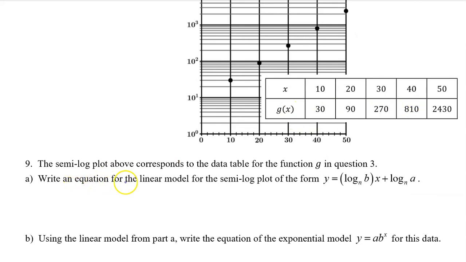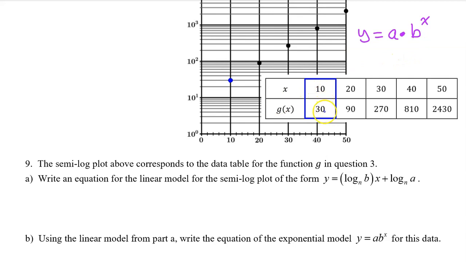Part A. Write an equation for the linear model for the semilog plot of the form y equals log base n of b times x plus the log base n of a. The a and the b here are the same a and b from the exponential model y equals a times b to the x power. So my strategy will be, let's use input-output pairs to find the values of a and b in the exponential model as we have in the past.